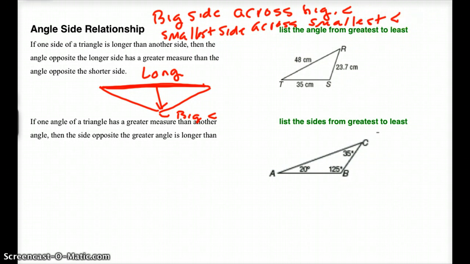All right, so let's look over on the right-hand side then. It's asking us to list the angles from greatest to least. So what I'm doing is I'm looking for my biggest side. 48 is my biggest side. So across from it, we'll have the largest angle. This one will be the largest. So angle S is my largest angle. Then I need my next biggest one, which is 35, the next biggest side. So across from it is going to be the next largest one. So R is going to be the middle one.